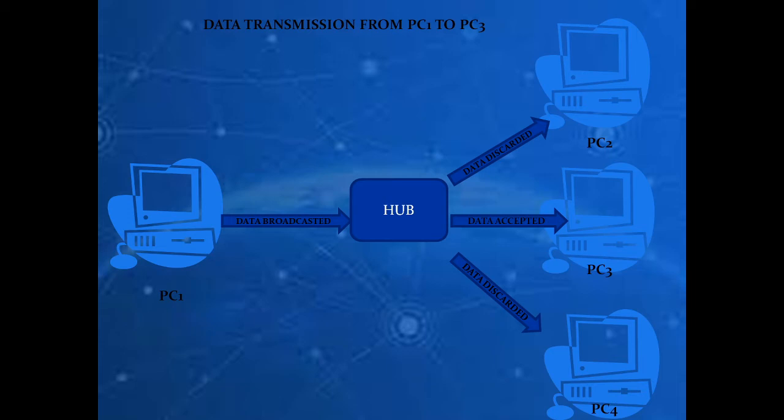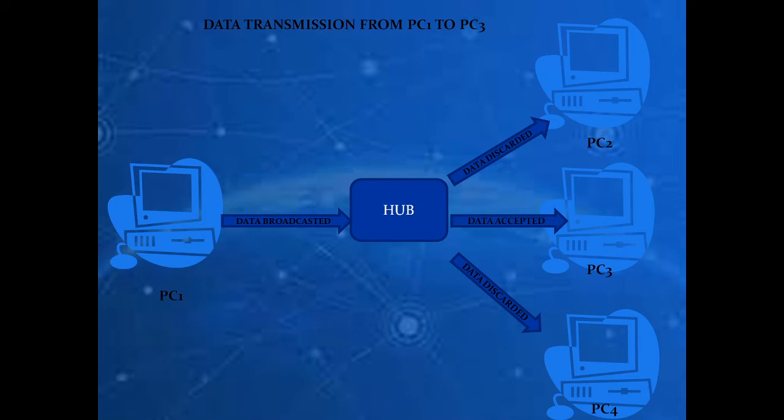If you are using many messengers, two terms are there: sending messages and broadcasting messages. Broadcasting means the message will be sent to all the contacts in your phone, and sending means you can select the contact as per your requirement. Similarly here, when we say that the hub broadcasts the data, it means that if PC1 wants to transfer the data to PC3, what will happen?